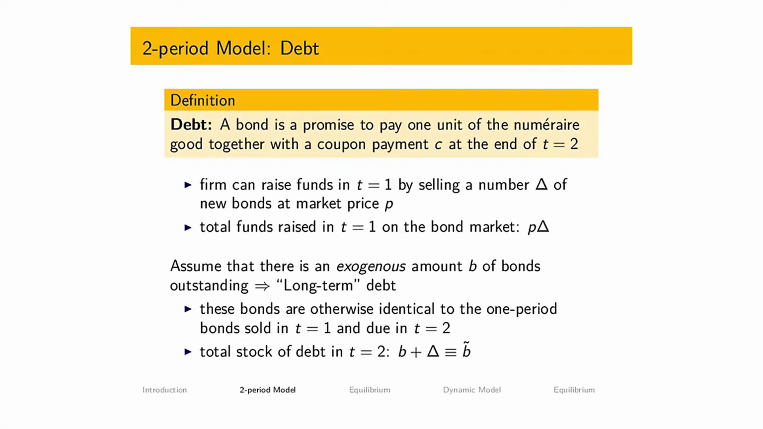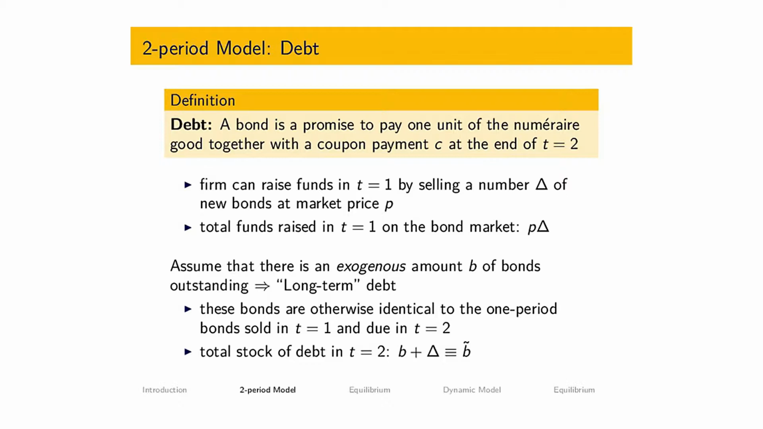And this means then the total stock of debt in period 2 consists of this legacy debt, or this long-term debt issued in the past, if you want, and the new debt. This together then makes the total stock of debt B tilde in period 2. This is debt, and now how is capital determined?